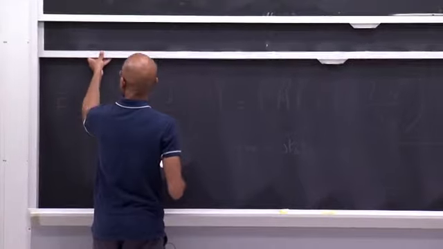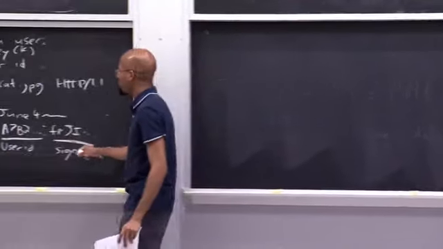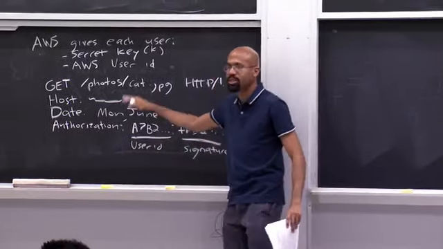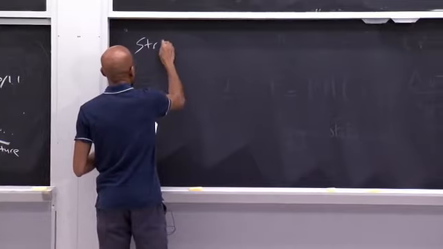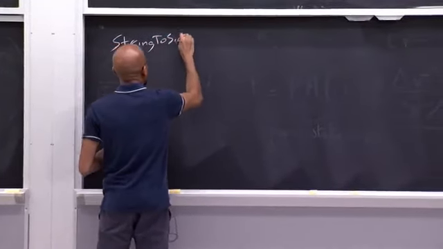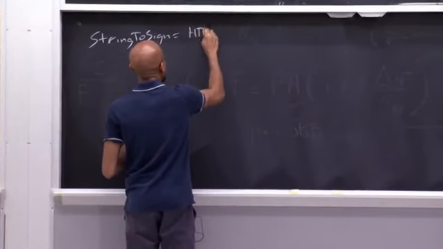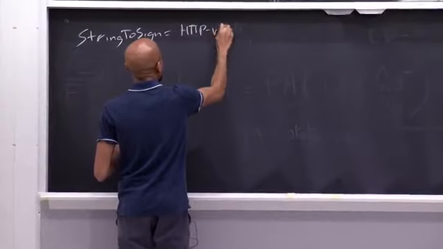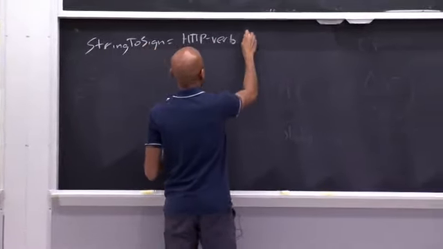So the details are a little bit complicated, but basically this signature is over a string that encapsulates a bunch of details of this request. So essentially the string to sign looks something like this. You put the HTTP verb in there. In this case, that verb is GET.